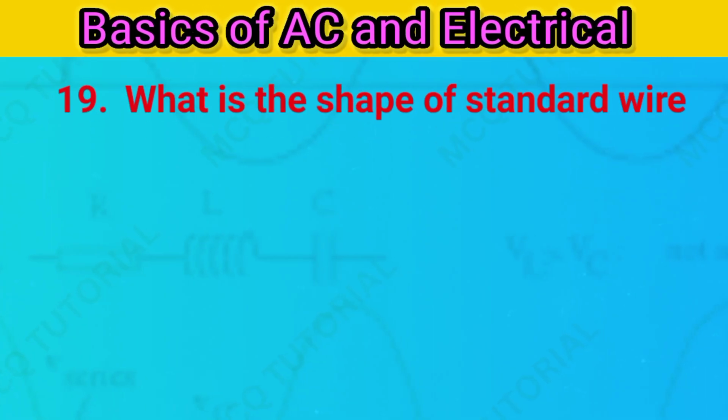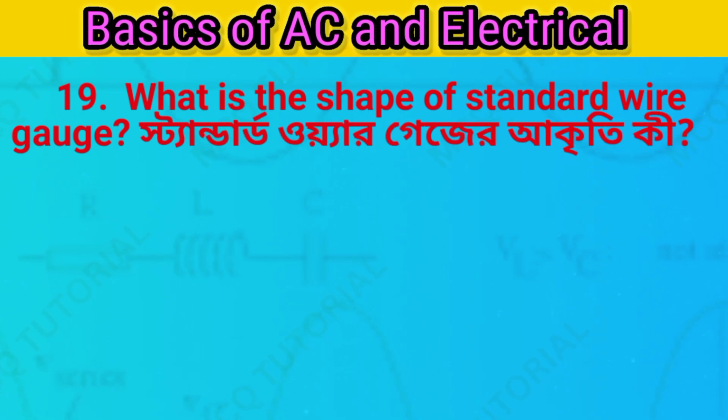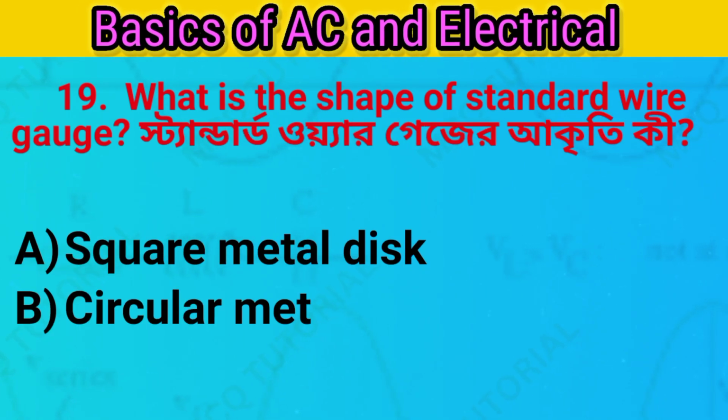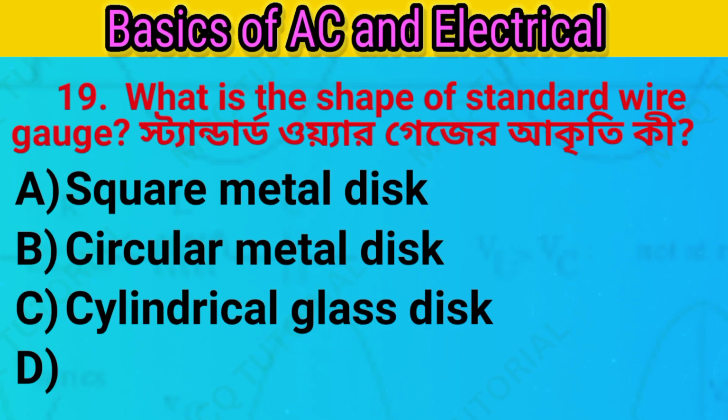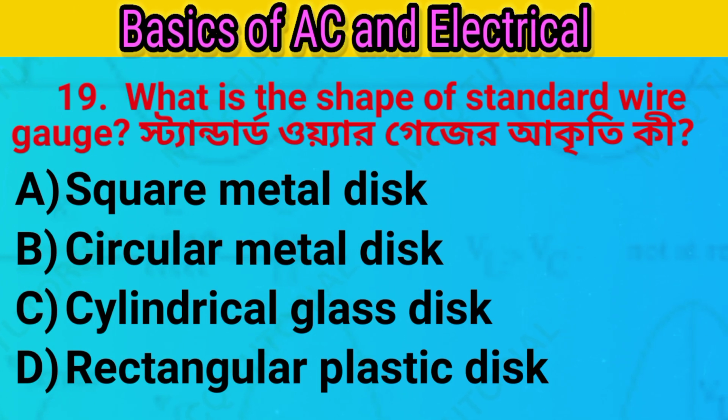Question 19. What is the shape of standard wire gauge? Option A square metal disc, option B circular metal disc, option C cylindrical glass disc, option D rectangular plastic disc.